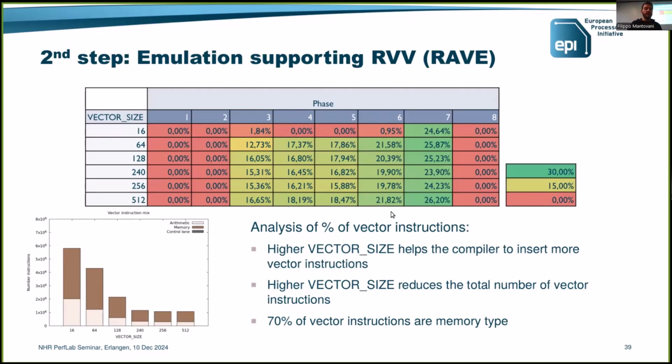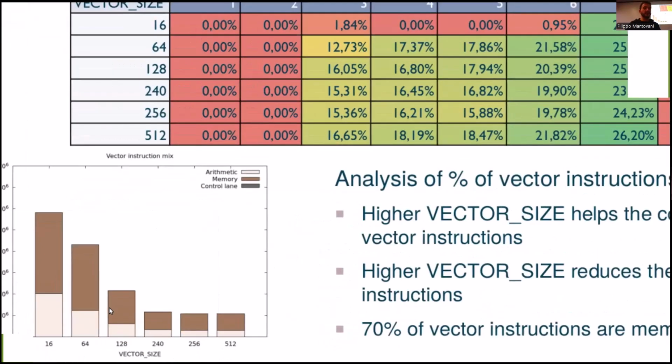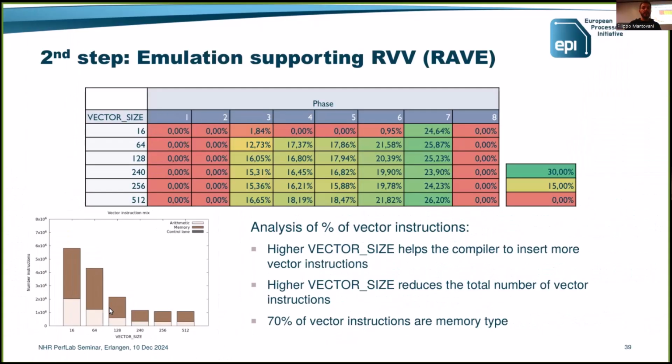And if we look at the analysis of the type of vector instruction in this plot, you clearly get the feeling that there are a lot of memory instructions. Brown here, I don't know if you can see it, the dark brown, is memory instruction. So 70% are vector memory instructions. And you can already understand something: for example, phase 7 seems to be in good shape. Phases 1, 2, and 3, not so much.